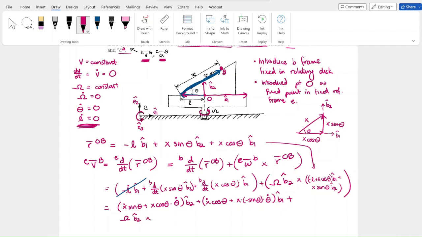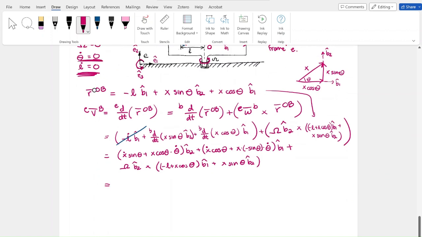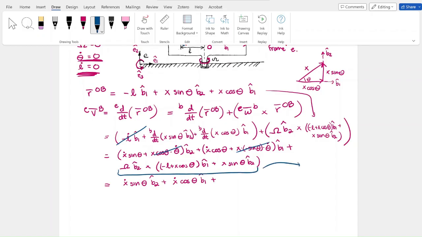omega B2 hat cross negative L plus X cosine theta B1 hat plus X sine theta B2 hat. I'm just copying this second term. So we know that theta dot is equal to 0. It's given in the problem statement. So this becomes 0. This also becomes 0 because theta dot is 0. So we're left with X dot sine theta B2 hat plus X dot cosine theta B1 hat plus this cross product term. So let's figure out this cross product.